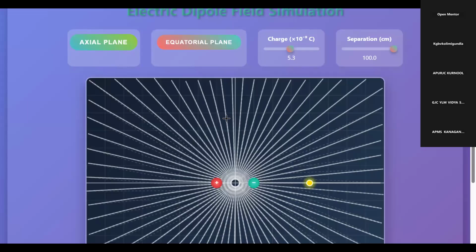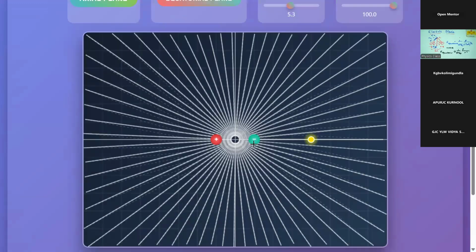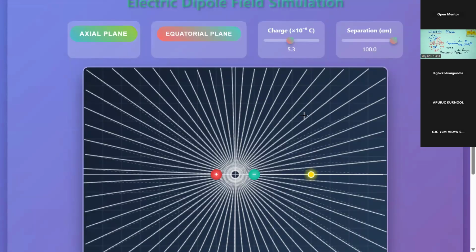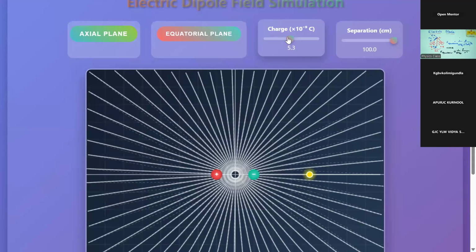Okay. Right. So here you can see the plus Q charge and the minus Q charge separated by a distance. These lines are imaginary lines, which are electric field lines. And here you can see the yellow color point, the test point. So this is the axial plane.